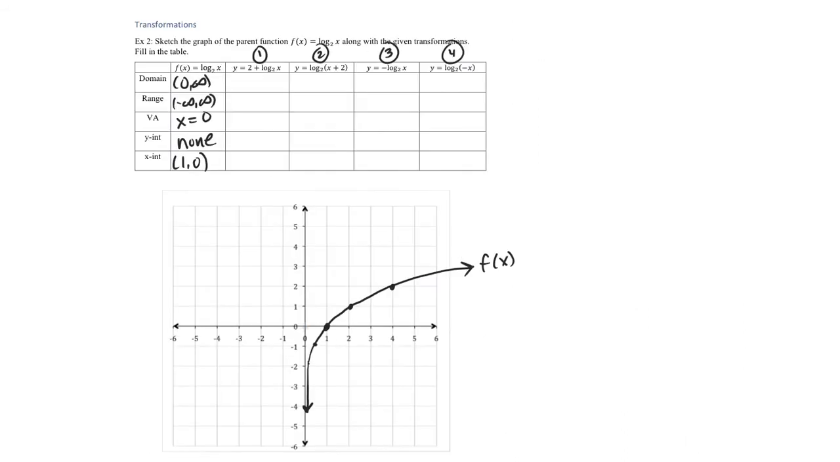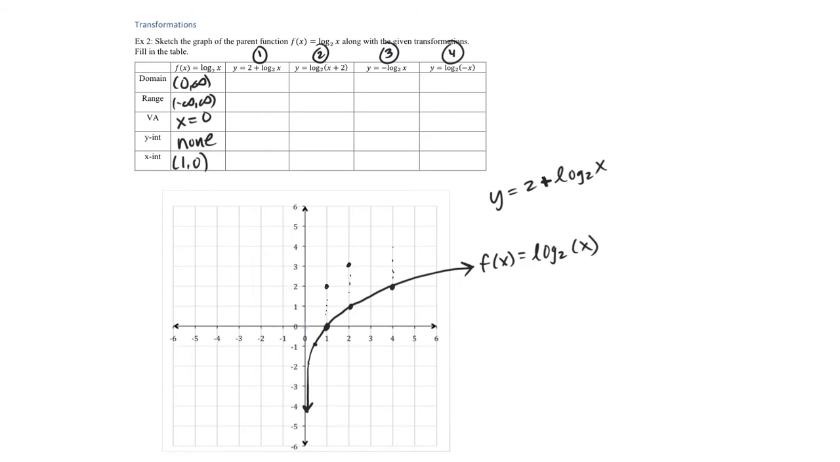All right, let's look at transformations. So here's our parent function, f of x, and I'm using log base 2 of x. Okay, so let's look at this first transformation. If we have y equals 2 plus log base 2 of x, as we can expect, when we're adding 2 to the output, that's going to be a vertical shift, so everything shifts up 2 units.